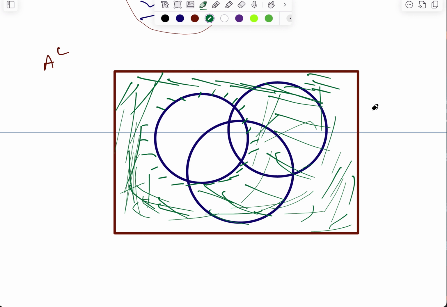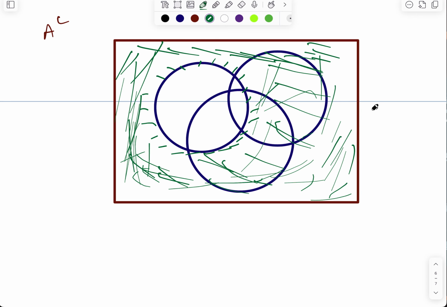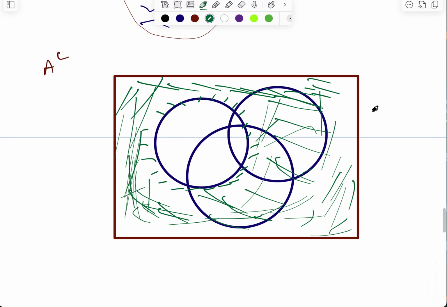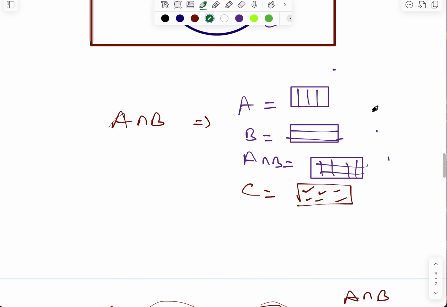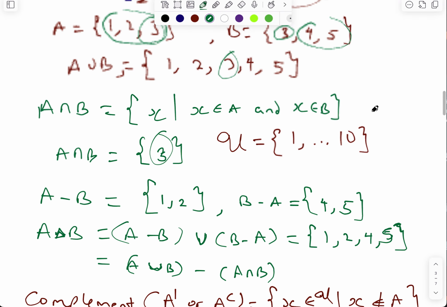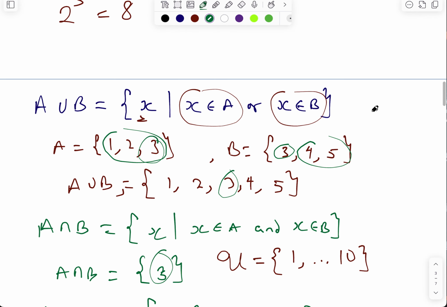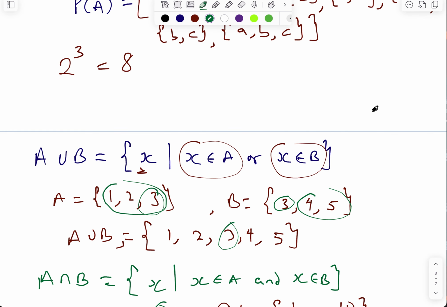Now, the next one is the cardinality of set. What is cardinality of set? Like I've said, cardinality of set is actually the number. I mentioned it earlier when I was talking about power set. Cardinality of set is the number of elements that are present in that set. For example, what's the cardinality of set A here? It is 3. Of set B is 3.